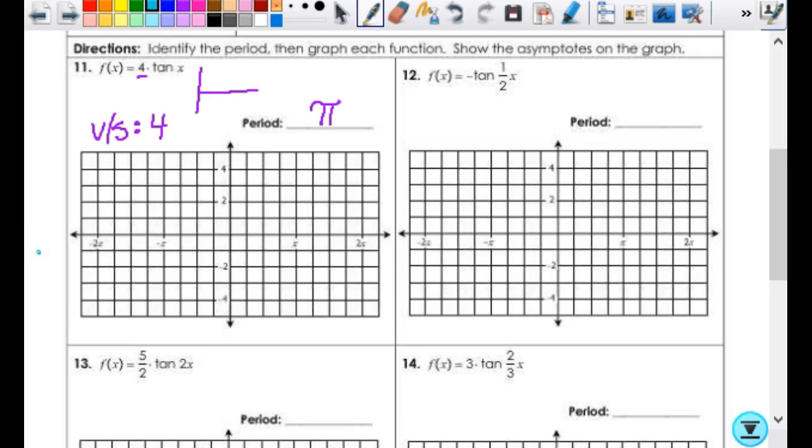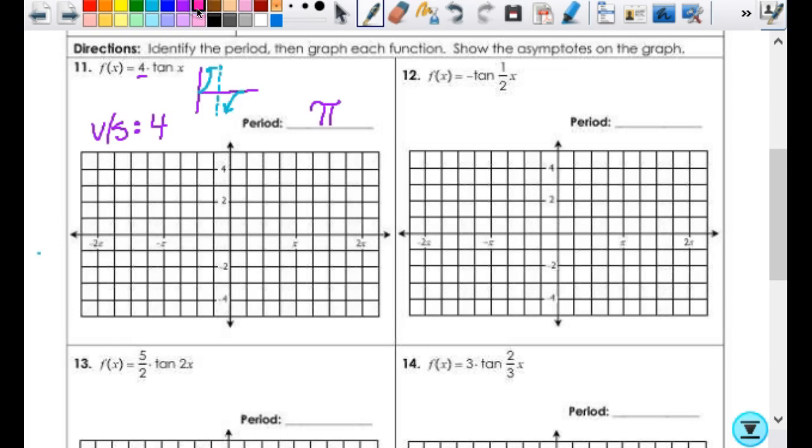So starting at 0, it looks like this, right? And then you had an asymptote, and then it went like this, right? And the period is pi. That way we get all the pieces in the correct spots. And if you're consistent about this, everything turns out a whole lot better than when you're not consistent.